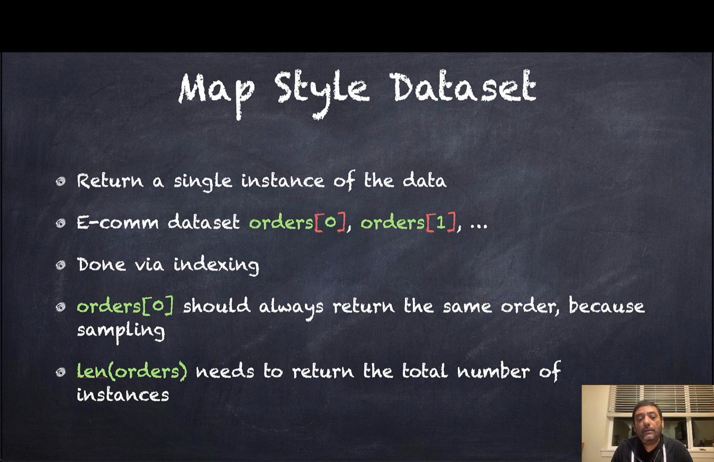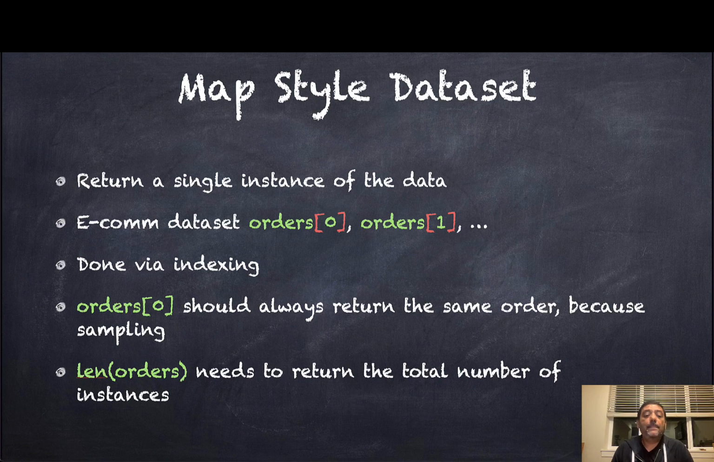Another thing to note is the same index should always return the same instance, because when we are sampling, and typically when we do training across multiple epochs, we do not want the same index returning different orders, because that might mess up the way we are doing sampling.